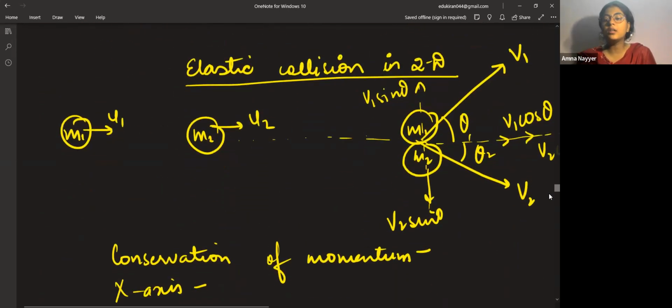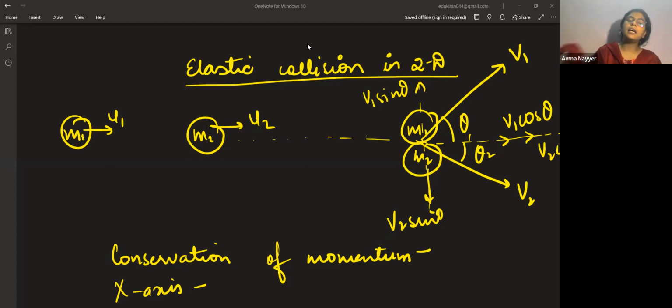Now, elastic collision in 2 dimensions. This is left. Now look here, class. The only difference that comes here is in 2 dimensions, we are resolving the velocity because the velocity is in such a manner that it is neither on the x-axis nor on the y-axis. So in such cases, what you have to do? You resolve the vectors along the x-axis and y-axis.